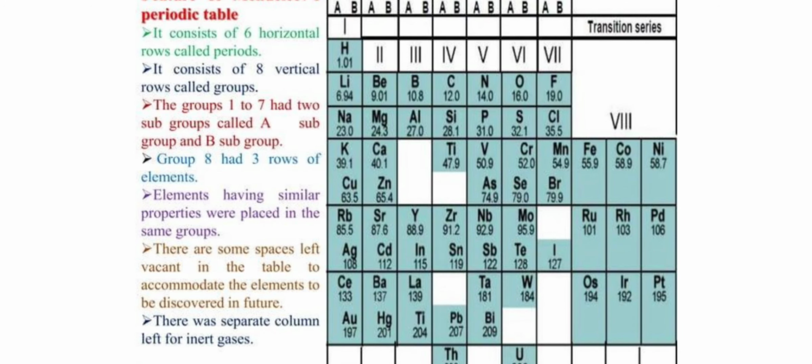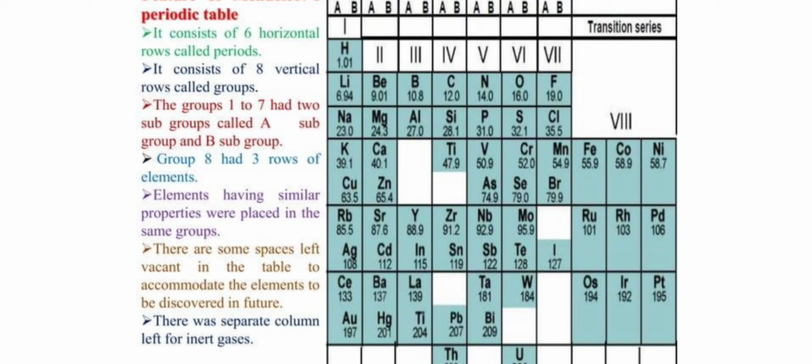Now see the features of Mendeleev's periodic table. It consists of 6 horizontal rows called periods. It consists of 8 vertical rows called groups. Groups are 8 and periods are 6. Groups 1 to 7 had 2 subgroups called A subgroup and B subgroup. Group 8 had 3 rows of elements. Elements having similar properties were placed in the same group, and some spaces were left vacant in the table to accommodate the elements to be discovered in future.